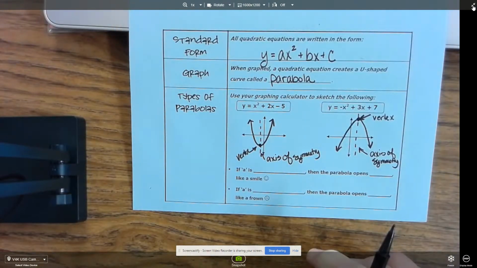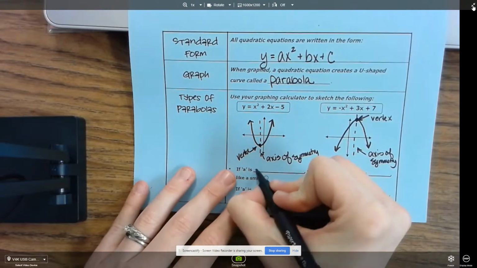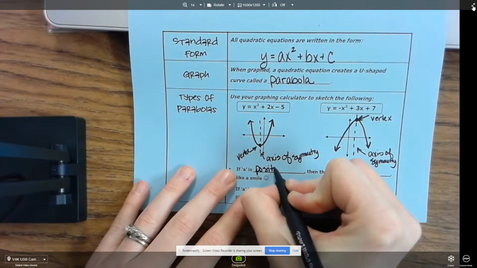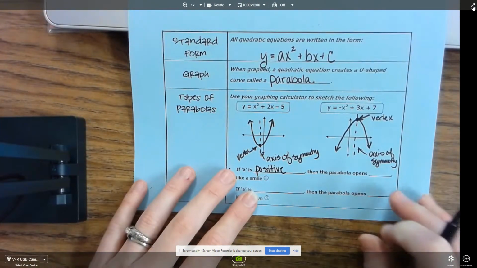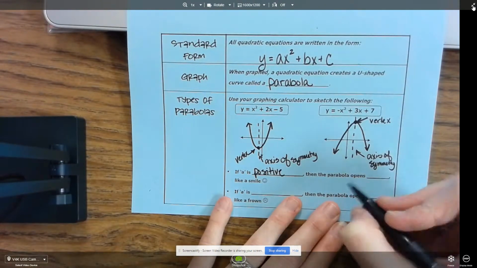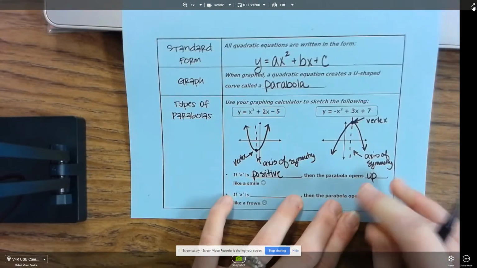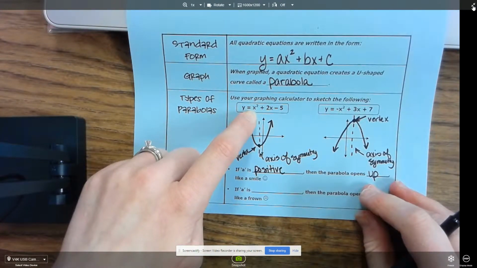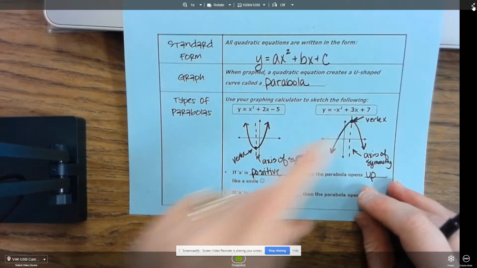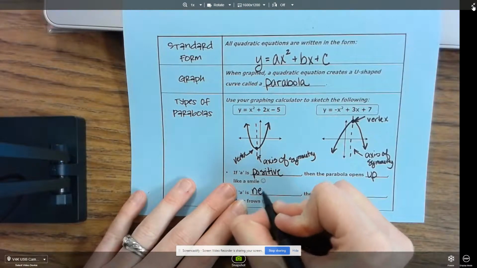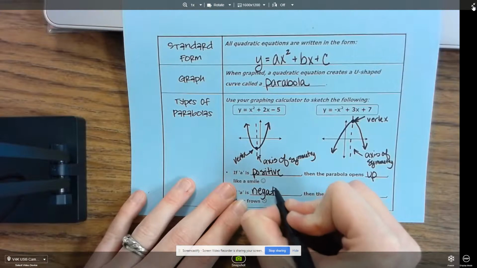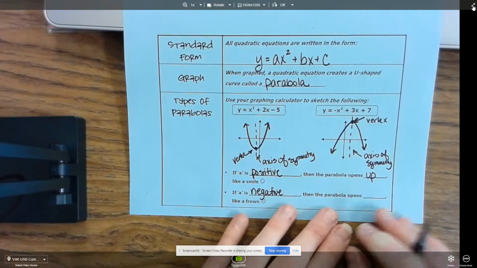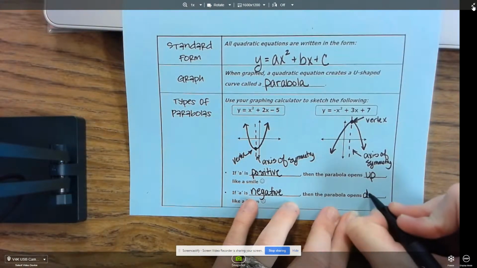All right, so if a is positive, then the parabola opens up like a smile. You can see that in this example. And a would be what's attached to your x squared, and that's positive. If it's negative, like it is in the second example, then the parabola opens down like a frown.